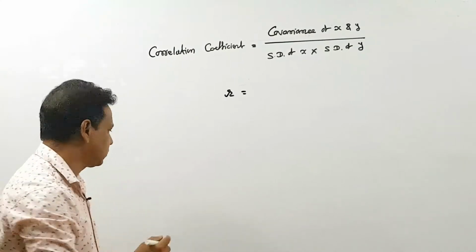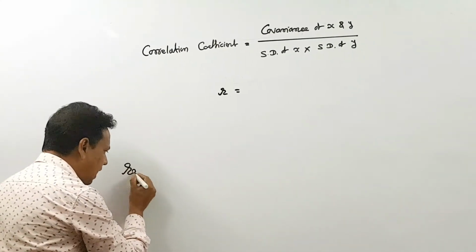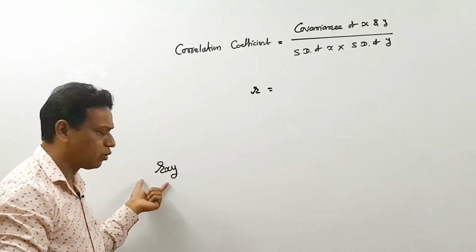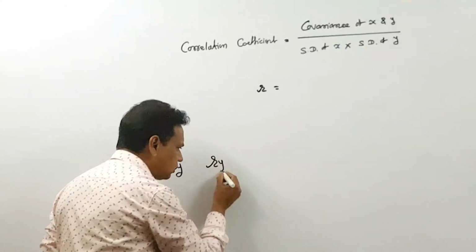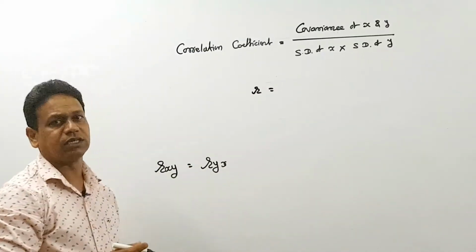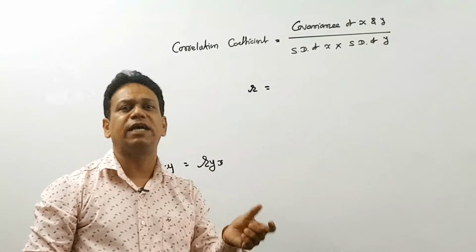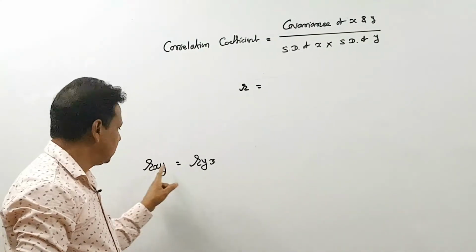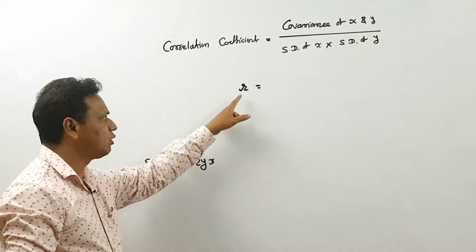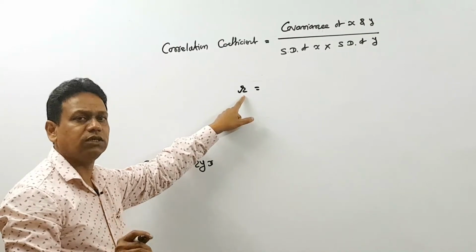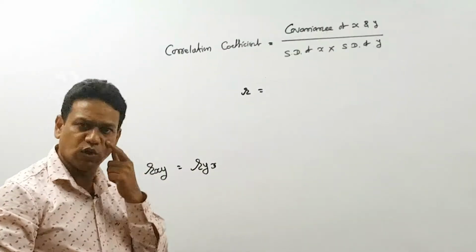My dear friends, if you find Rxy, the correlation coefficient between x and y, or the correlation coefficient between y and x, both have the same answer. Means whether you say demand and price or price and demand, it is the same thing. So r remains the same. So instead of rxy or ryx, I prefer only r. Small letter r is the notation to represent the correlation coefficient.